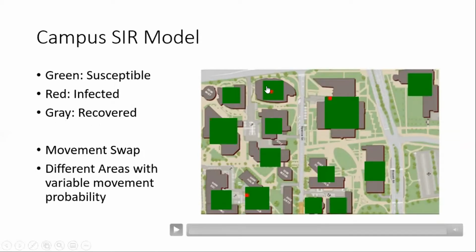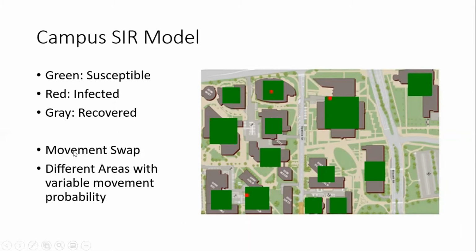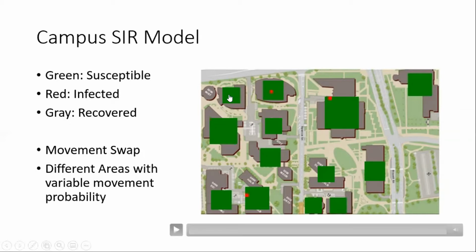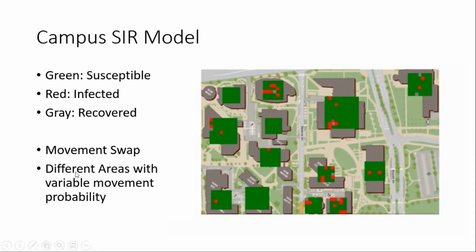And what separates these from classical cellular automata and makes them agent-based models is the ability for movement swapping. Movement is handled by swapping cells between buildings. As we will see, only three buildings begin infected, and the only way for other buildings to become infected is for individuals to move between them. Now, this is the engineering district of the Texas A&M campus, but the model does have the ability to model different areas with variable movement probabilities based on the distance between the buildings.